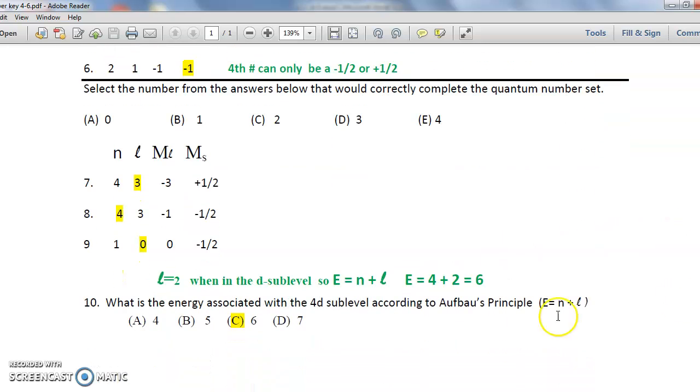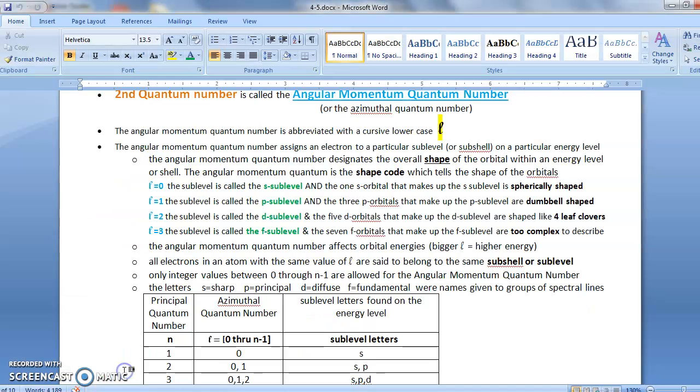Finally, what is the energy associated with the 4D? Remember, energy, you have to add the first two numbers, but they didn't give us the second number. They only gave us the first number. So the first number is a 4. How do I get the second number? Well, I'm in the D. If I look at my notes, if I'm in the D, I know my second number is a 2.